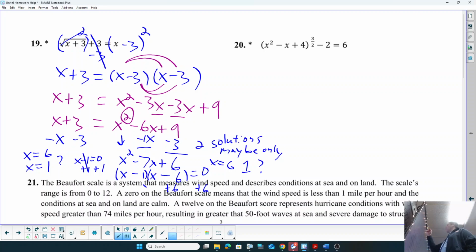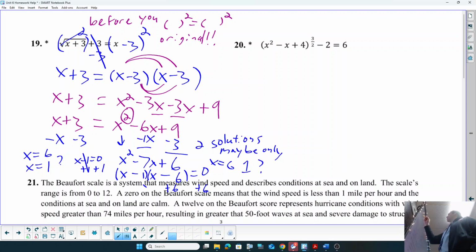I think the 6 should probably work. Now remember, before you squared both sides, you need the original. So what's the original there? The original is the square root of x plus 3, plus 3 is equal to x. So now we go and plug a 6 in.